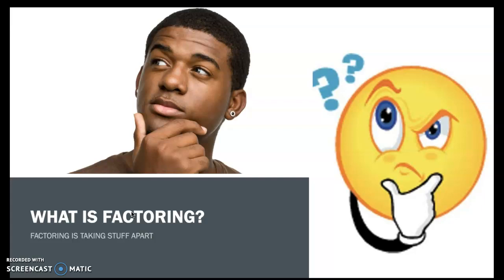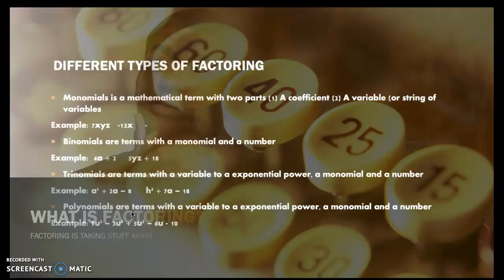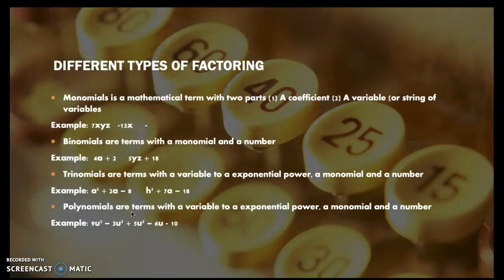What is factoring? Factoring is taking stuff apart, but in math terms, it's taking numbers and variables apart. Different types of factoring. A monomial is a mathematical term with two parts, a coefficient and a variable or string of variables. For example, 7xyz.